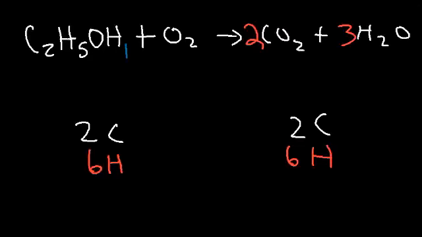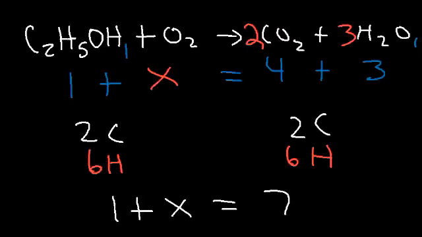So now, let's move on to the oxygen atoms. In the 2 CO2 molecules, 2 times 2 is 4. So we have 4 oxygen atoms there. 3 times 1 is 3, so we have 3 oxygens in the 3 water molecules. Notice that we have an oxygen in ethanol. So we need a total of 7 oxygen atoms on both sides. So what number goes here? Let's call it x. So 1 plus x equals 4 plus 3.